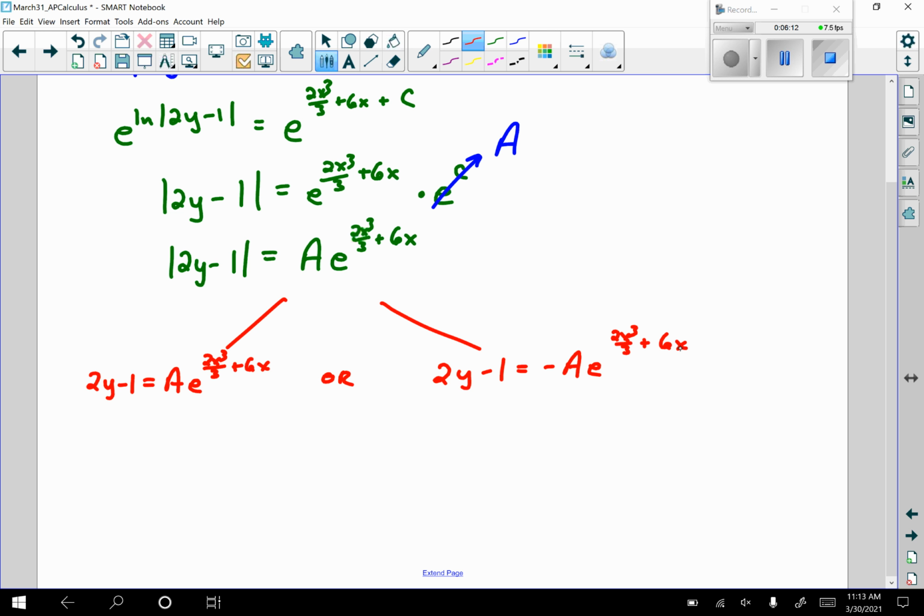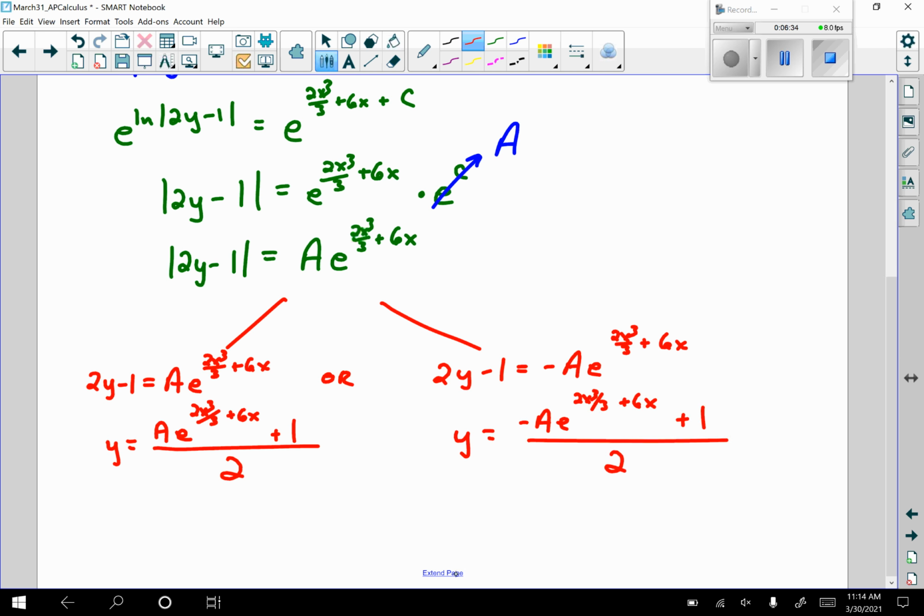And then we just continue to solve for y. So I'm going to add 1 and then divide by 2. So y is going to equal positive a times e to the 2x cubed over 3 plus 6x plus 1 all over 2. Or y is going to equal the opposite of a times e to the 2x cubed over 3 plus 6x plus 1 all over 2.